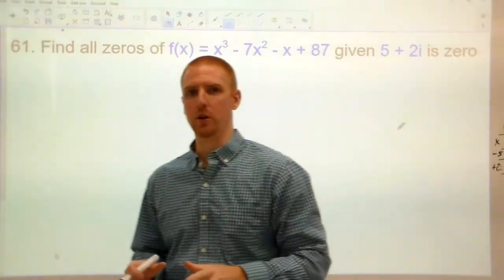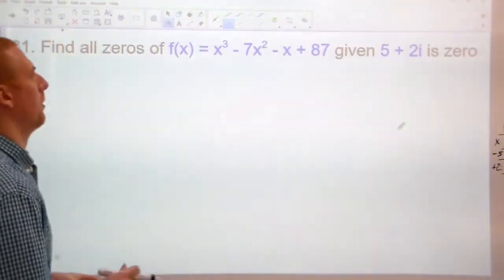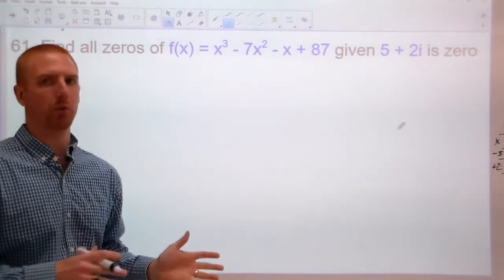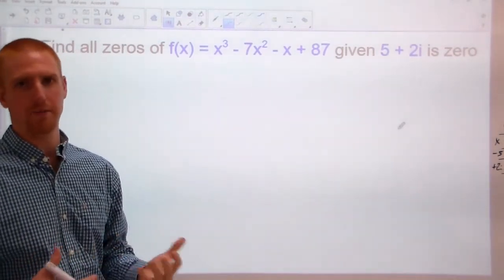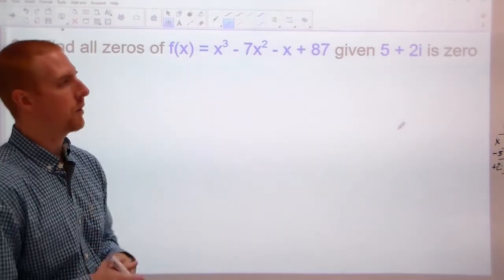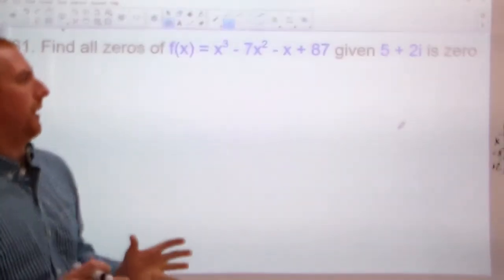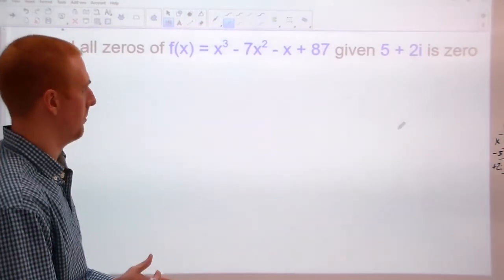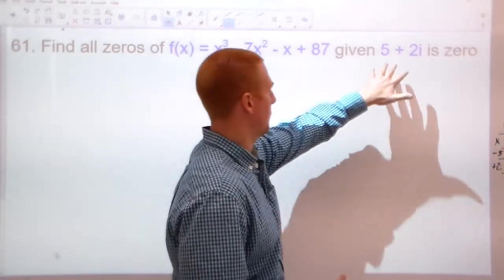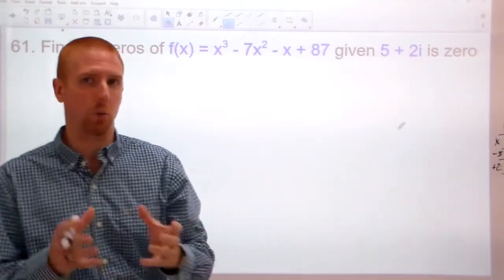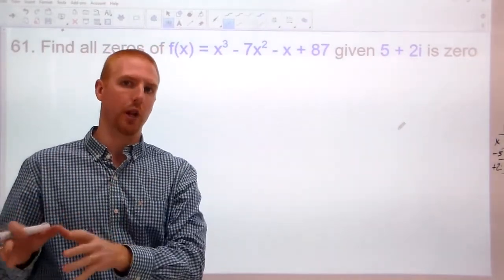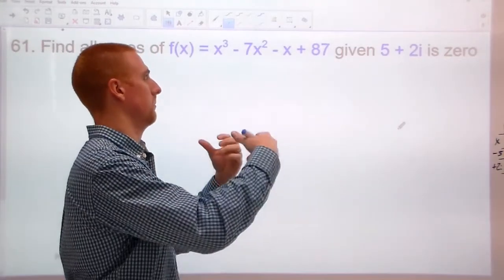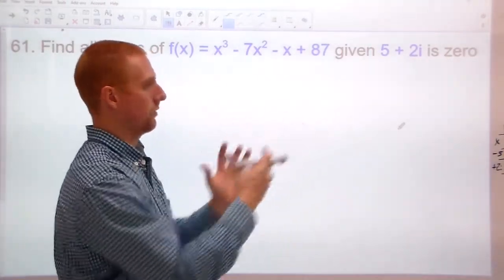For 61, your goal is to find all the solutions to this polynomial. You are given one of them. There are 2 main approaches that I find kind of equally as involving. So I'm going to take you through both, and I'll let you decide which you think is easier. One way is to do synthetic division, because this is one solution, and basically anytime you have one solution, you can divide that one solution out with synthetic division, because as a factor, it is x minus that solution.